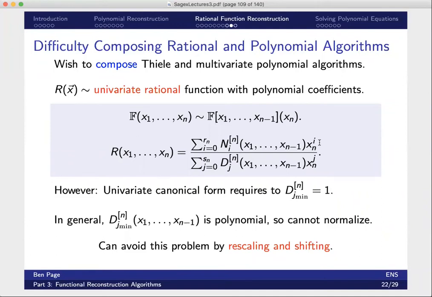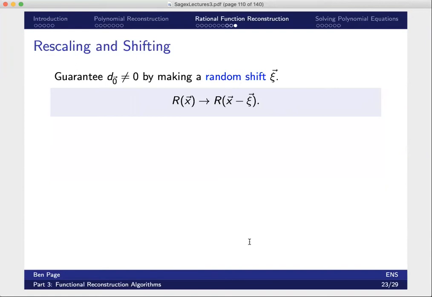So naively, this is a problem, but we can get around this by rescaling and shifting. We will see now that we can take this perspective of composing things, but we have to play a little game. The first thing that we're going to do is reduce to the case where I have a unit coefficient in a degree zero monomial in my denominator polynomial. So we're going to make sure that this term d zero is not equal to zero. We can do this by making some arbitrary random shift in our function. As we're making an arbitrary choice of this shift, there should be a constant term in the denominator, because this point is not an interesting point for our function.